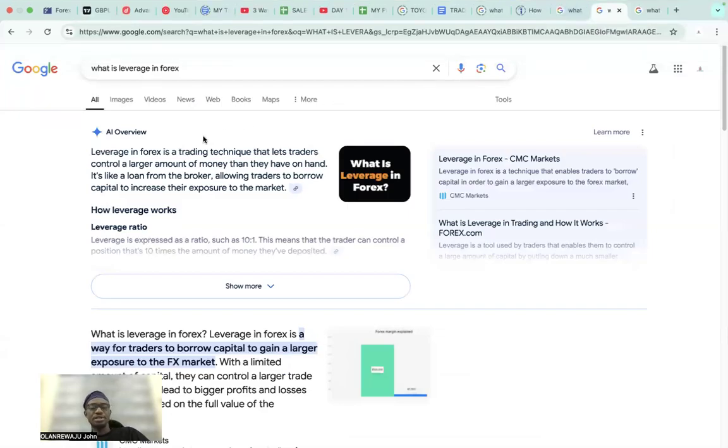What is leverage in Forex? It's a trading technique that lets traders control a larger amount of money than they have on hand. I think I said it at the beginning of the class, that according to what I heard, though I don't know how true it is, you need $1 million to move the market by just one pip. So ideally, there are capital amounts that you can't use to participate in the market.